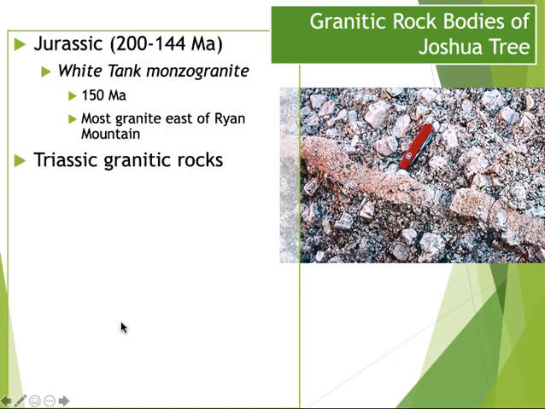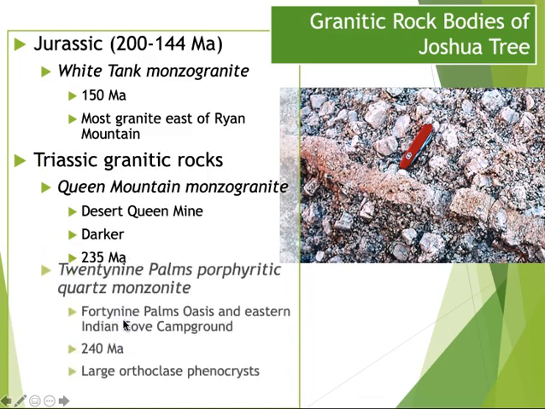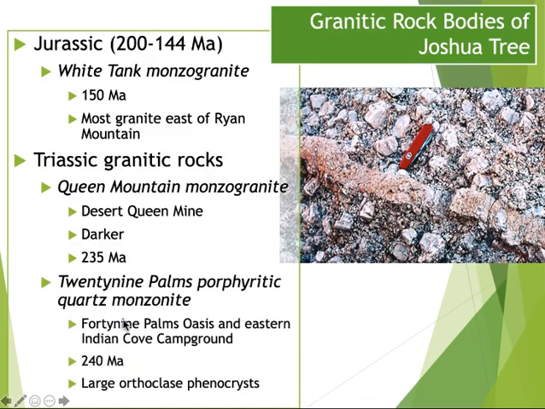The Queen Mountain Monzo granite is in the northern part of the park and the Desert Queen mine area, while the 29 Palms porphyritic quartz monzonite, also in the north, can be observed in the Indian Cove campground near Rattlesnake Canyon and is distinguishable because of its extra-large orthoclase phenocrysts.